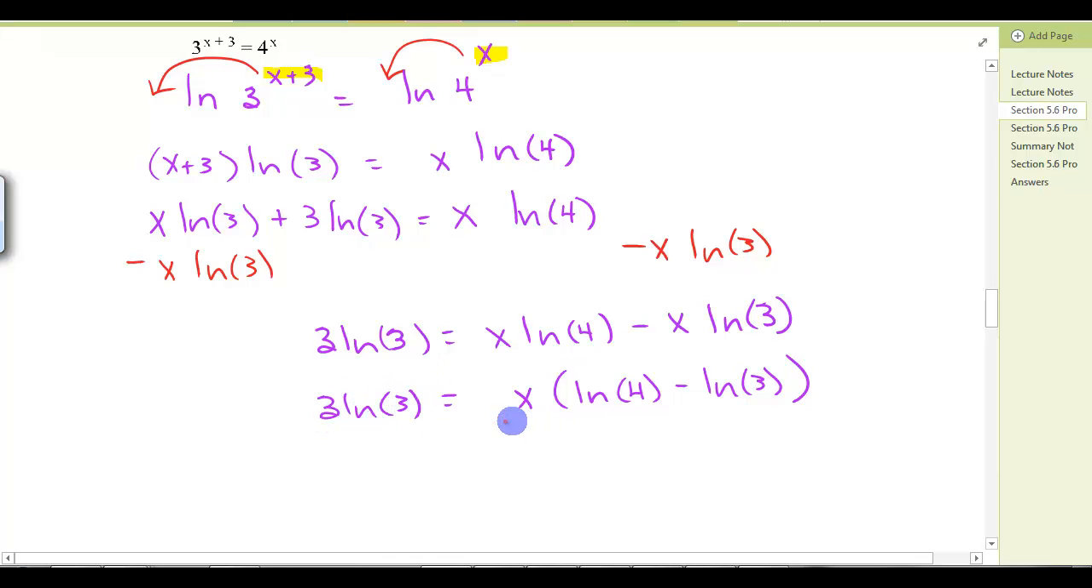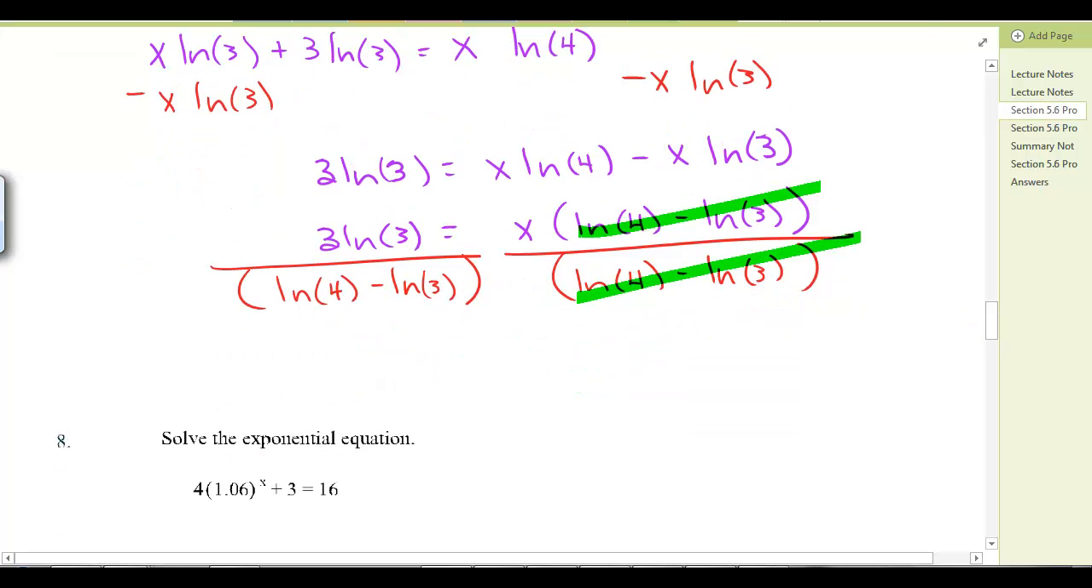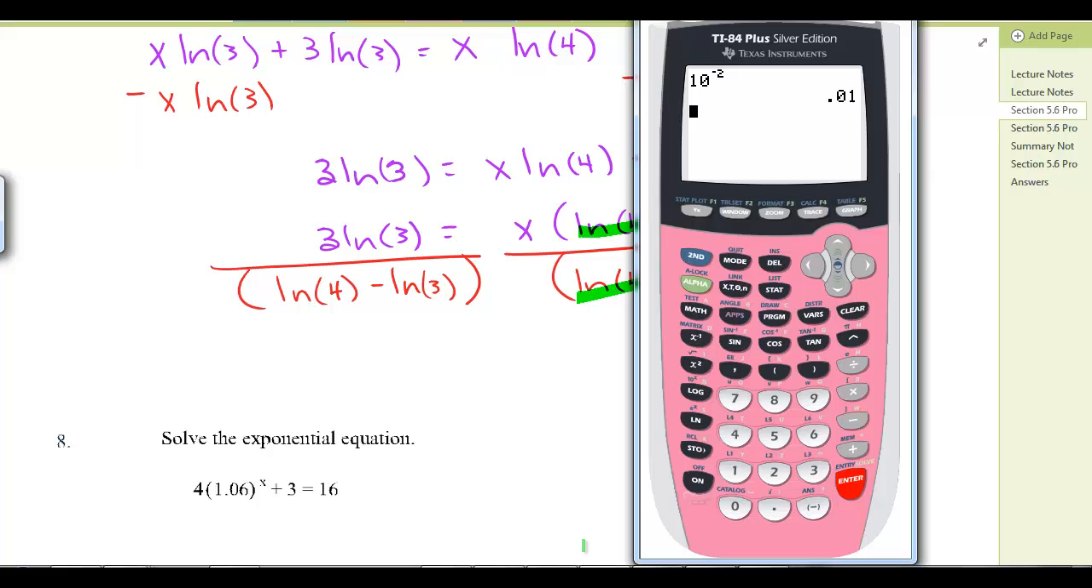And I'm going to divide both sides by this whole thing. And I want to make sure that I put that whole thing in parentheses. If you don't, you will miss the problem. All right, so we can see this is gone and this is gone. So I have x equals this. Let's do it in the calculator together and make sure that we can get it.